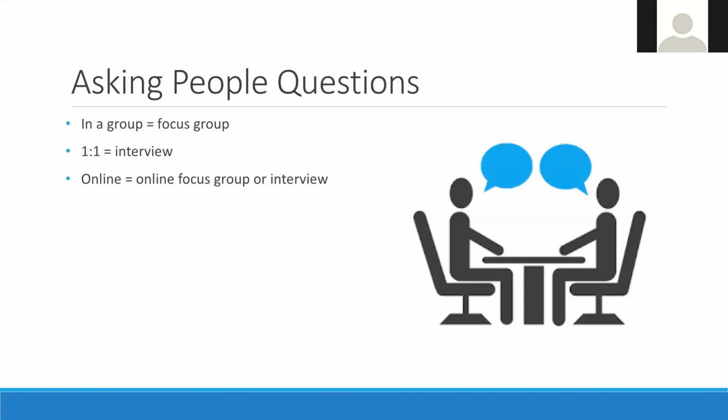So I'm going to give a very, very quick overview of some qualitative methods. This is not comprehensive, but it gives you an idea, and hopefully you can think about different ways to do this. One way to collect qualitative data is to ask people questions. You can do that in a group, or one-on-one. You can do it online. There are probably other ways, but these are the main ones I'm thinking about.